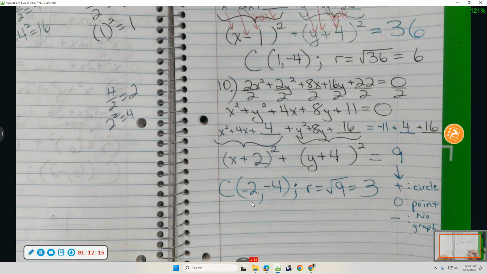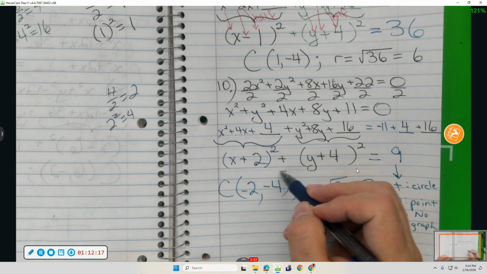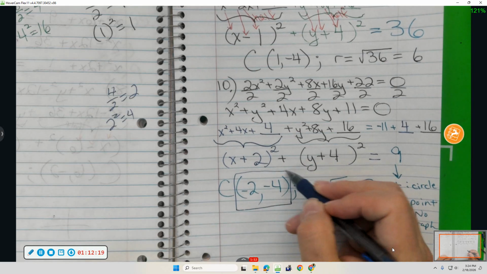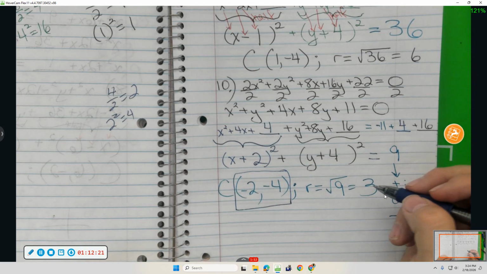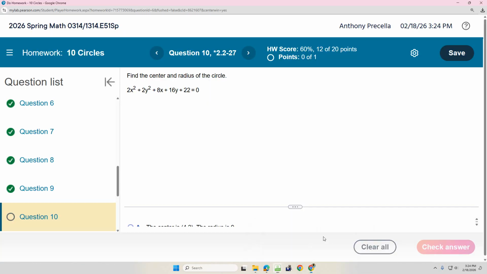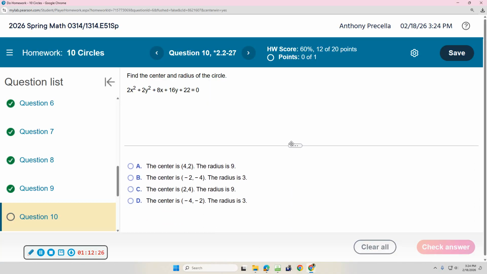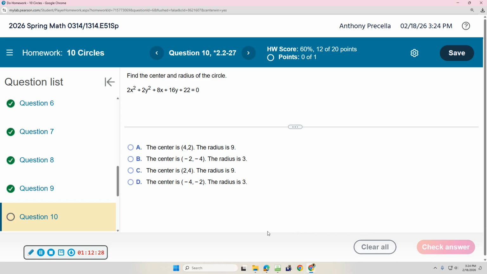And here's what they're looking for. They want the center typed as an ordered pair. No, they don't. It's multiple choice. And the radius of 3. Oh, it is multiple choice. Okay, so, be careful. Negative 2, negative 4. There's only one that has a negative 2, negative 4 center. Response B.